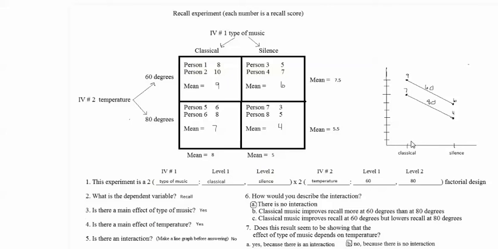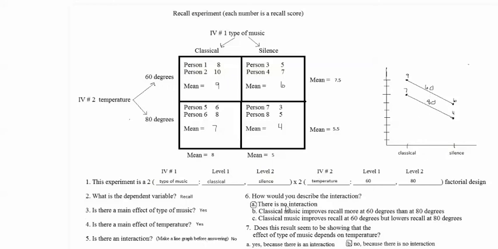And if we plot them in a graph right here, we can see that at 60 degrees right here, the averages for silence and classical are 6 and 9. That's just right here. 6 up to 9. In the 80-degree room, right here, the numbers are 4 and 7. So 4 for silence, 7 for classical. This line goes up by 3. This line also goes up by 3. So the lines end up being parallel, and there's no interaction.